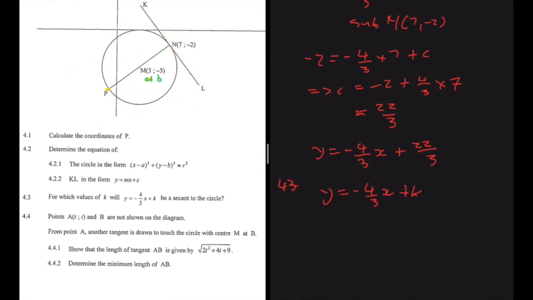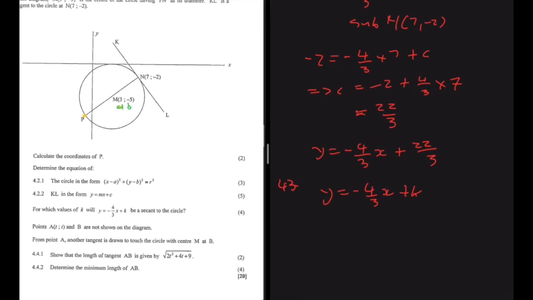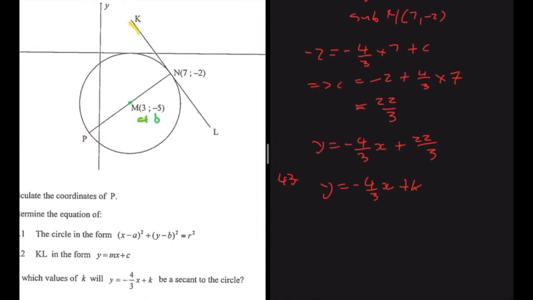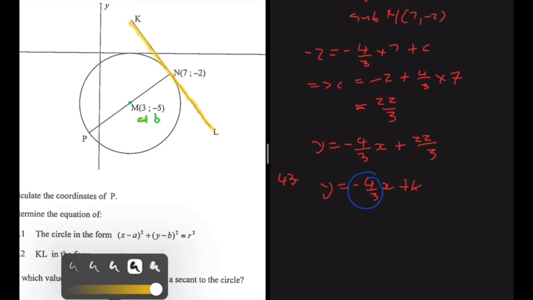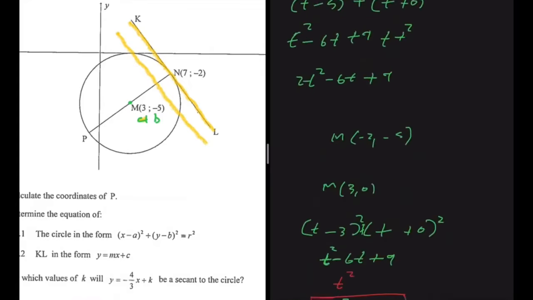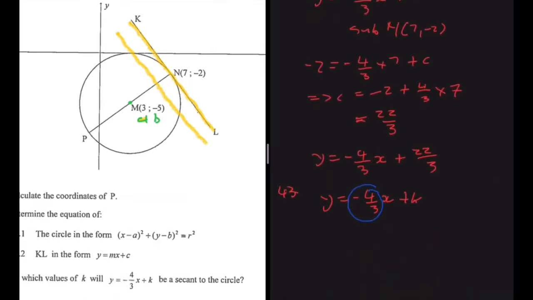But I don't think this question was easy at all. Let me propose something here. The gradient of this line KL is equal to minus 4 divided by 3, right? And the line we are also interested in has a gradient of minus 4 divided by 3, right? So let me show you something. If we shift it some units and it's somewhere here, it still has the same gradient, right? Then it will be a secant to our circle.